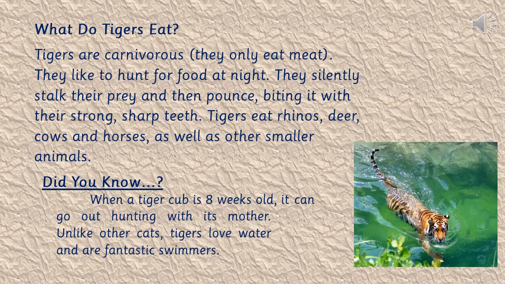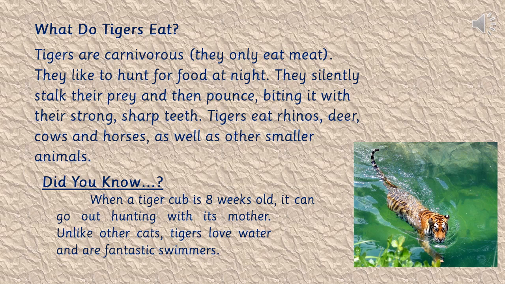Tigers are carnivores. They only eat meat. They like to hunt for food at night. They silently stalk their prey and then pounce, biting it with their strong, sharp teeth. Tigers eat rhinos, deer, cows, and horses, as well as other smaller animals. Now they eat any kind of animal, okay? Big or small, doesn't matter, but they just need to eat meat.